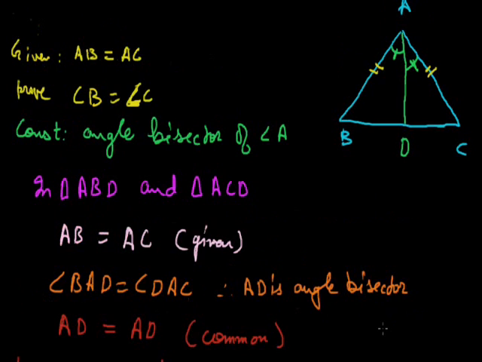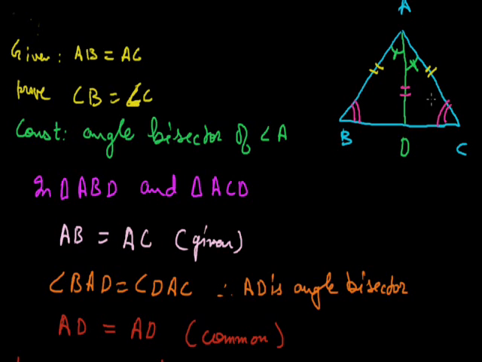Now, since these two triangles are congruent, their remaining parts will also be equal, that is, the remaining sides and the remaining angles. Here we just need the opposite angles B and C. Are these two angles equal? Side AB of triangle ABD is equal to side AC of triangle ADC, and side AD is common to both triangles. If you consider triangle ABD, then the angle opposite to side AD is angle B, and in the other triangle, ADC, the angle opposite to side AD is angle C.